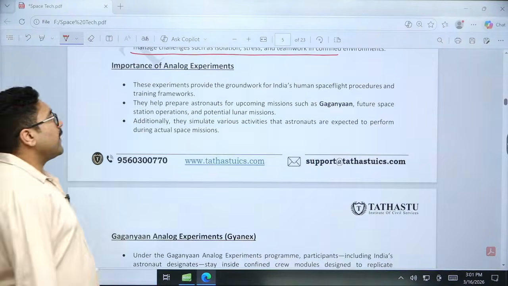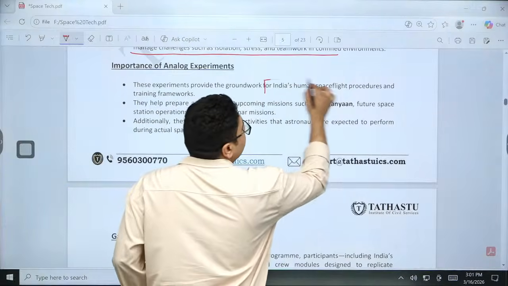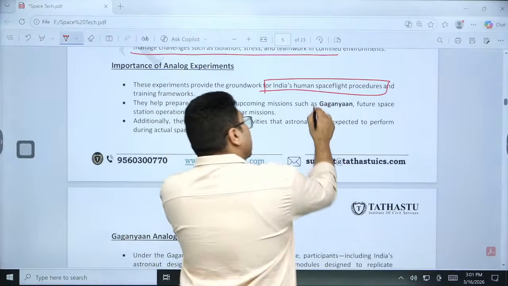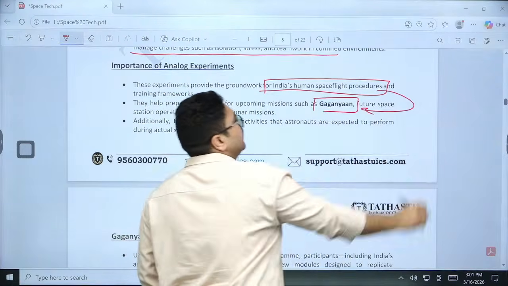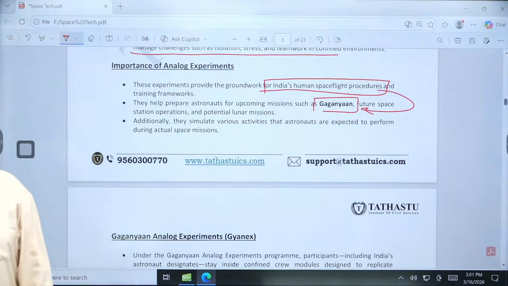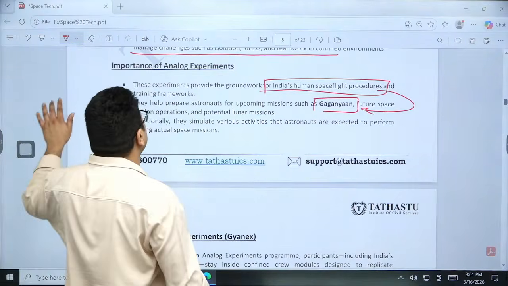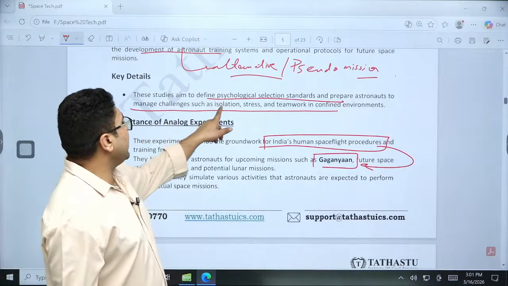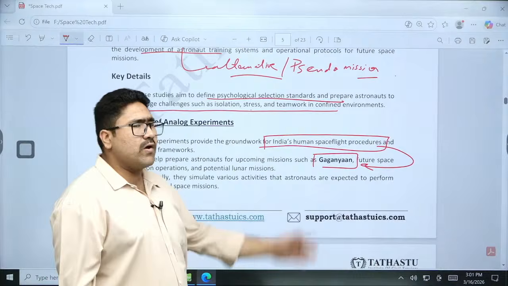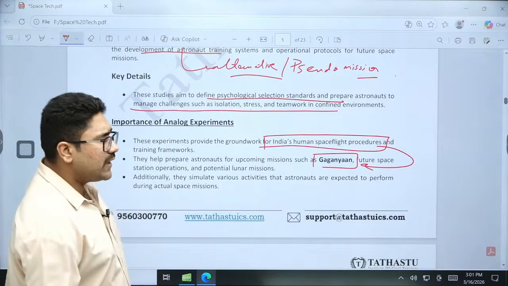These experiments provide groundwork for India's human spaceflight procedures. India is going to launch a mission known as Gaganyaan, in which humans will be launched and will be there for about 5 to 7 days in space. So during that time, how to handle isolation, stress, and teamwork in confined environments. That is how we are going to prepare our astronauts using analog missions.